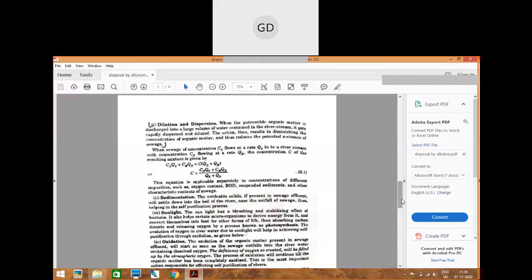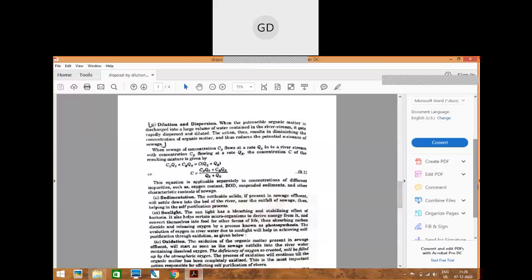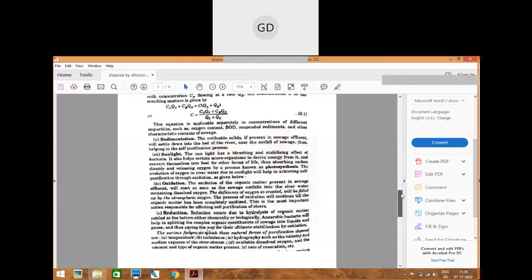While this photosynthesis process is going on, the evolution of oxygen in the river due to the sunlight will help in achieving the self-purification process through oxidation. Now what is oxidation and reduction? These all go hand in hand. Oxidation is the oxidation of the organic matter present in sewage effluent. It will start as soon as the sewage outfalls into the river water.